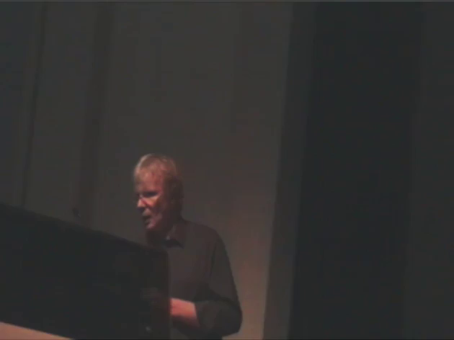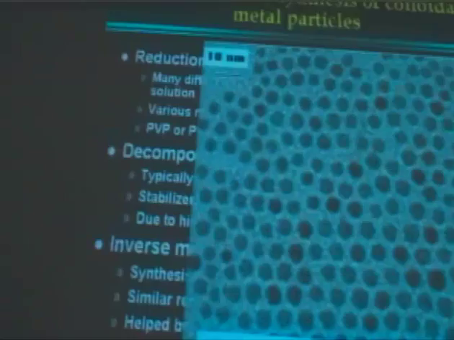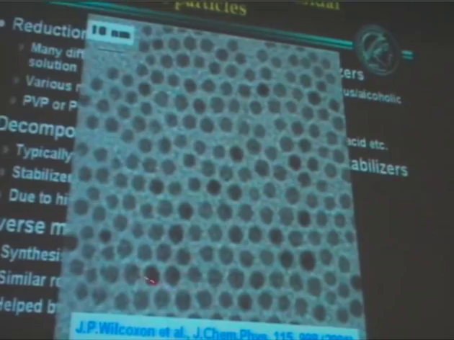It is also helped, again, by protecting agents, because additional collisions would lead to further growth if you don't protect the colloidal metal particles. I want to show you one example from a paper from 2001, where actually there's a pretty nice array even. These are silver particles made by the inverse micelle synthesis, and you see that the monodispersity in this case is actually so high that you can create a two-dimensional arrangement of particles with that.